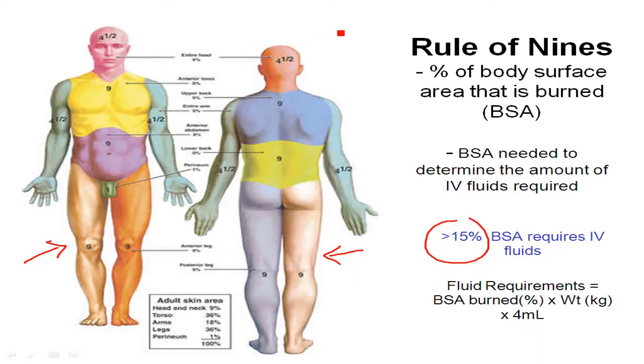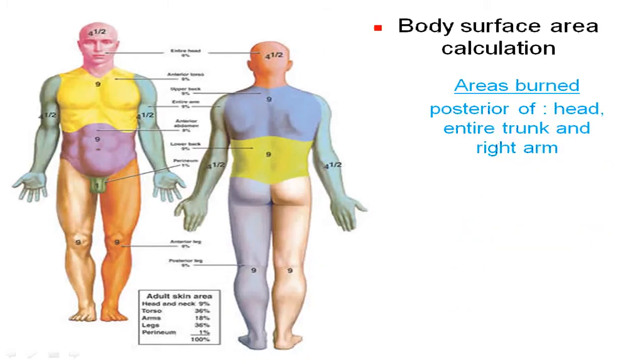The head is a total of 9%, but if the patient was just burned in the face area, that would just be the anterior, so that would just be 4.5%. So you've got to be aware of what part of the patient's body was burned. Was it just the front? Was it the entire head? Okay. So let's do a problem.